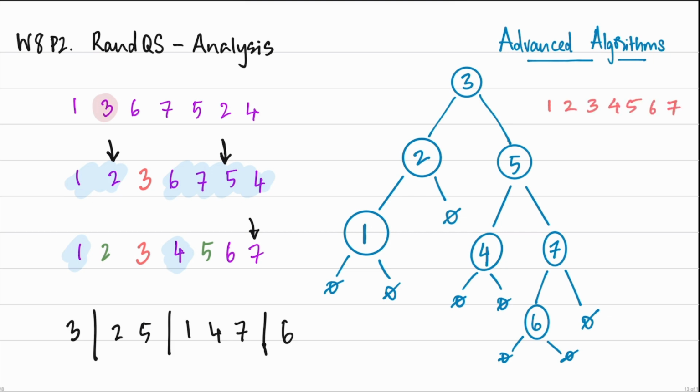That was our input. And let's say I want to understand what are the odds that 2 is compared with 6. When does that happen? Well, if you think about it, when does 2 get compared with 6?